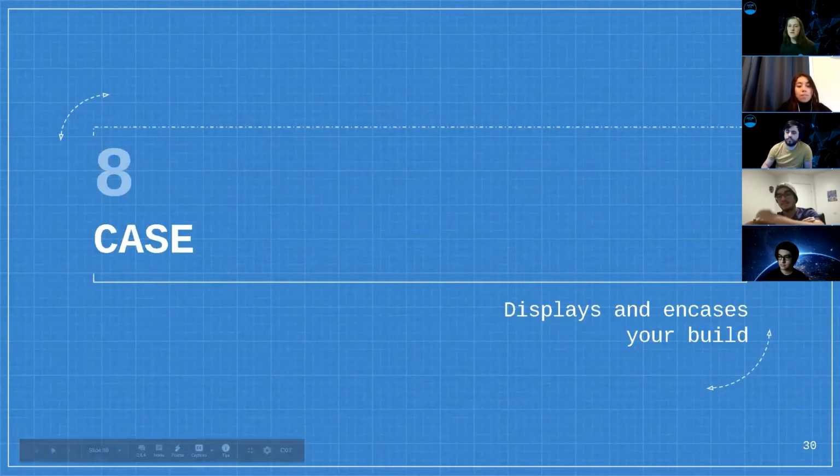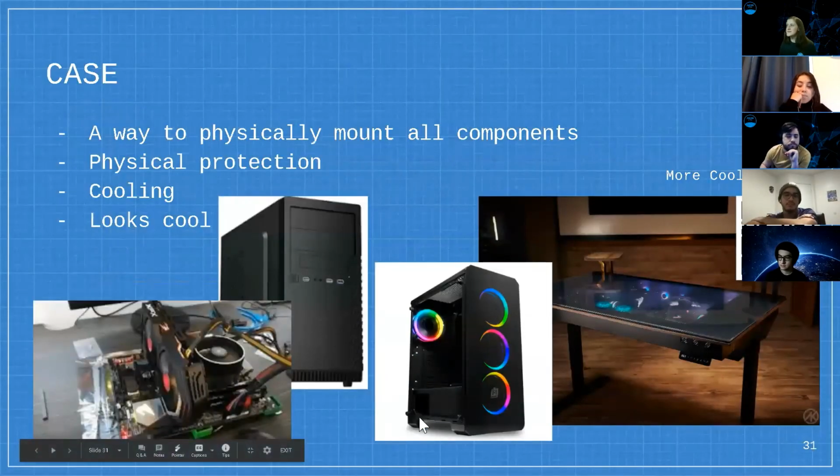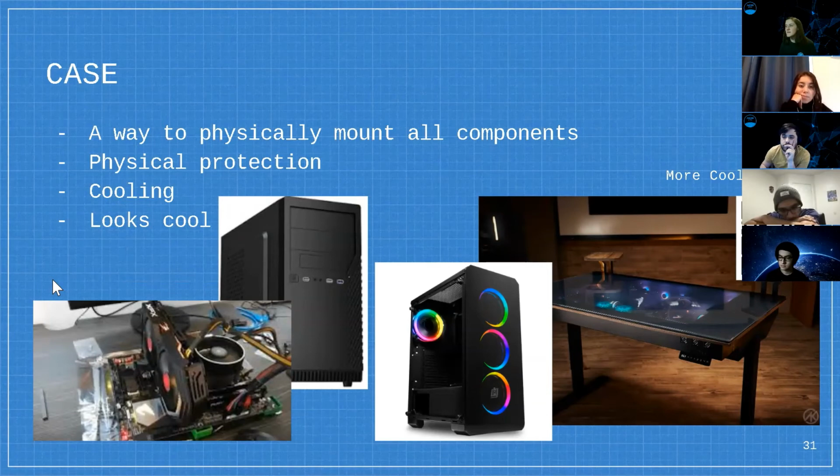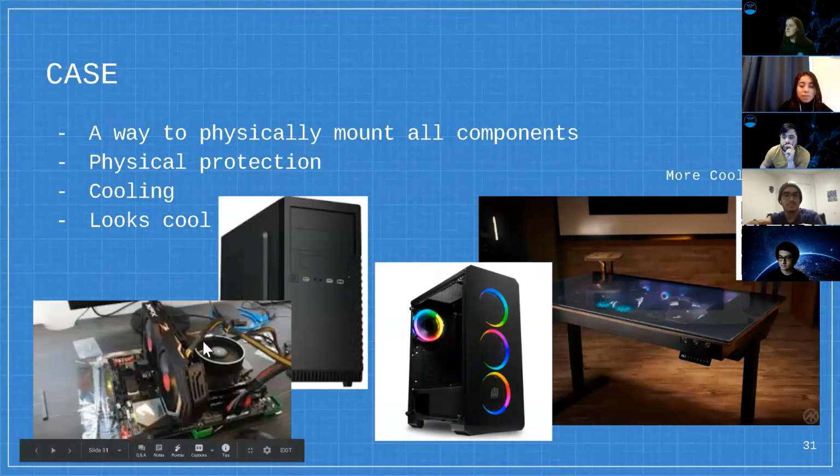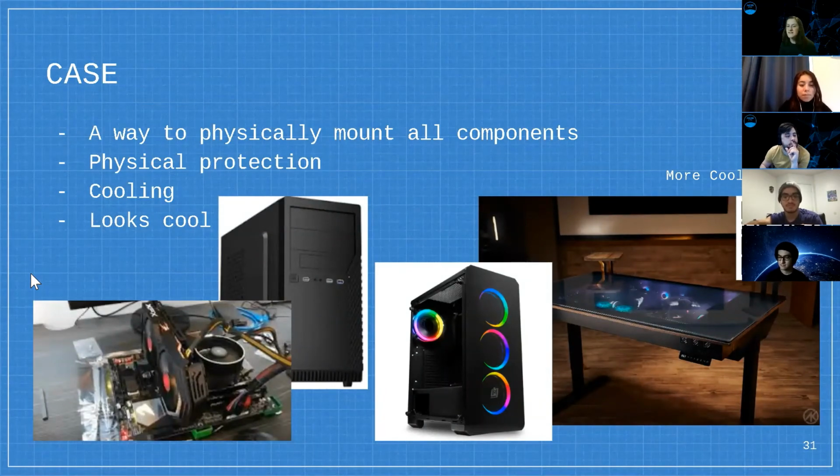And then now we're going to talk about cases. So a case is what encases your build. It's a way to physically mount all of your components and just have them all in one area. But beyond that, it's a form of physical protection for your PC. I would not recommend building a PC and then leaving it out like this, but to each their own, because there's just so many things that can go wrong if you have different substances or dust or anything really build up on your components. It could cause problems, or if you're walking by and you spill something on it. So just having a case really gives that physical protection as well.